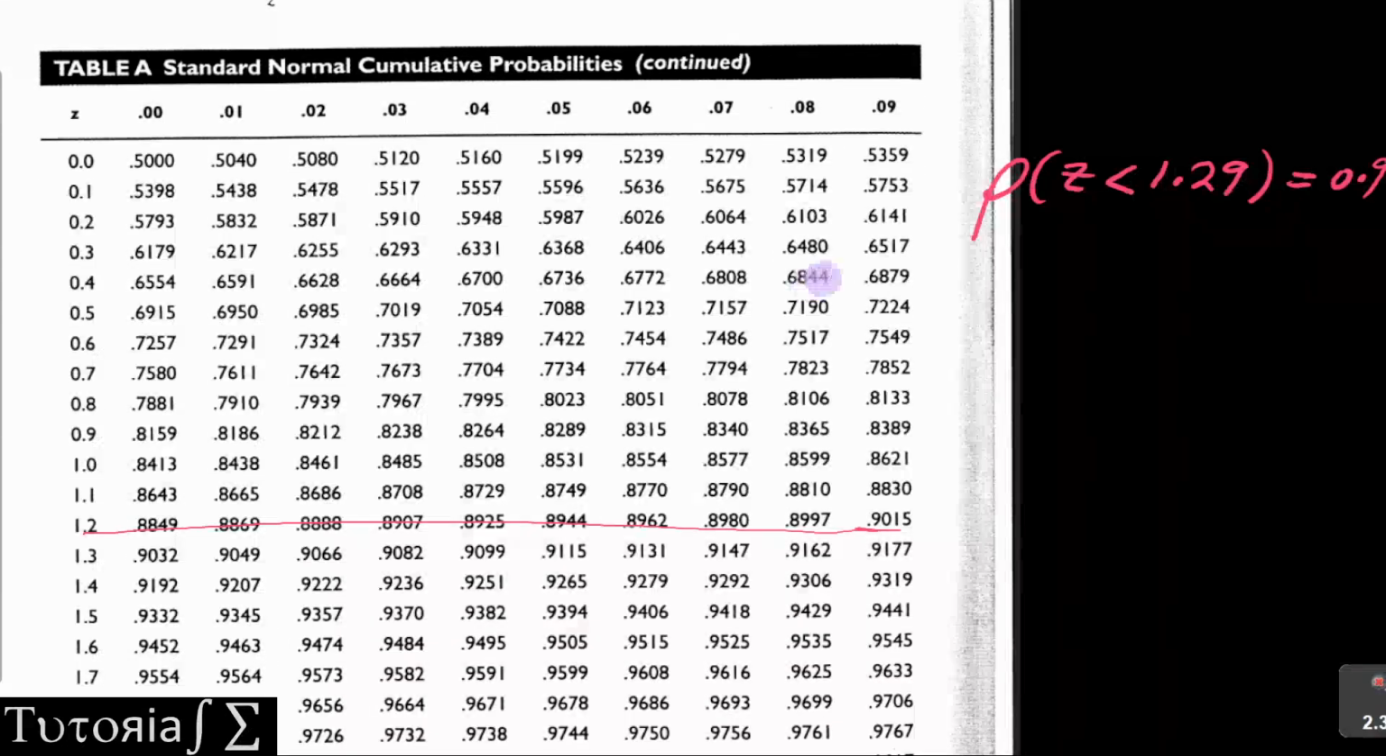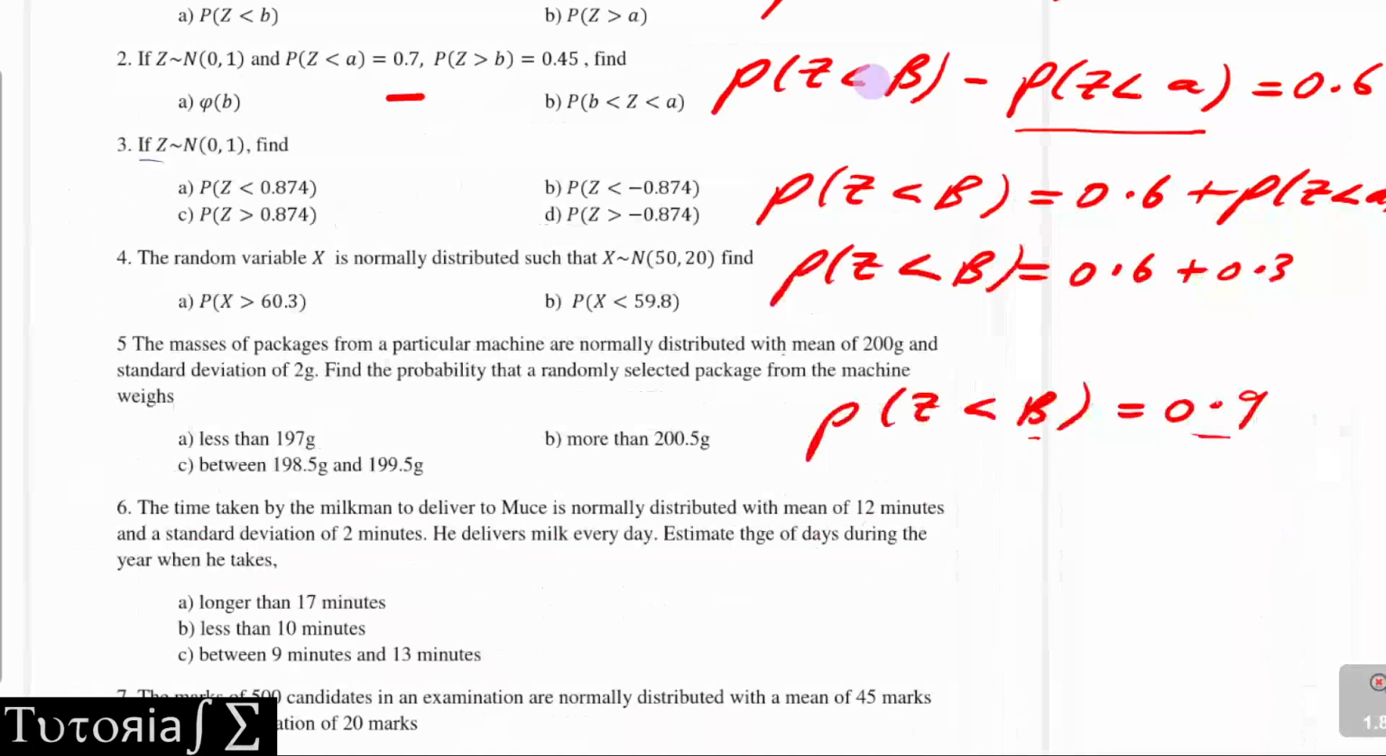So our B here, that will give us 0.9 is found like that. Okay, so that is how you deal with that question. So that is 1.29 for our B there. So our B there is probability of Z less than 1.29. This would give us 0.9. So we have our A.